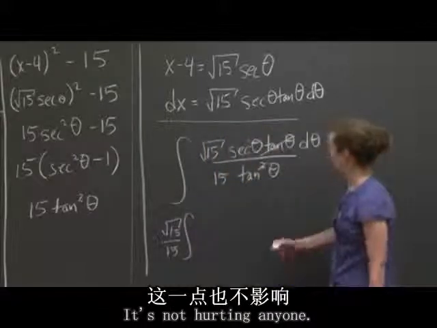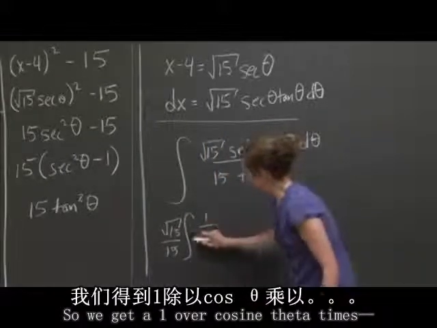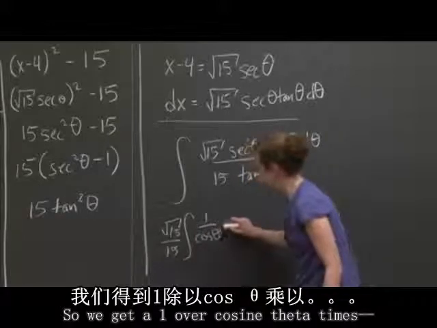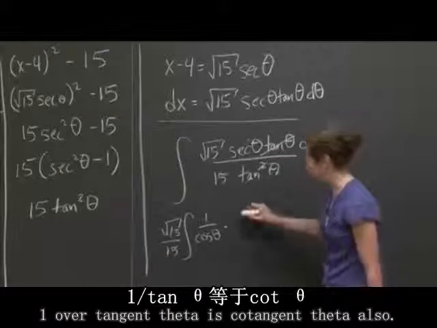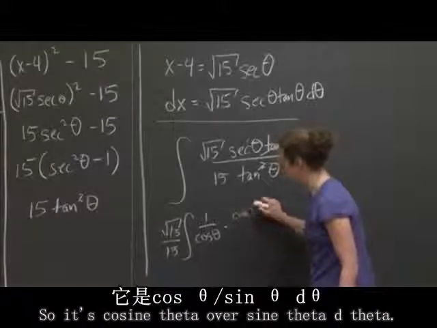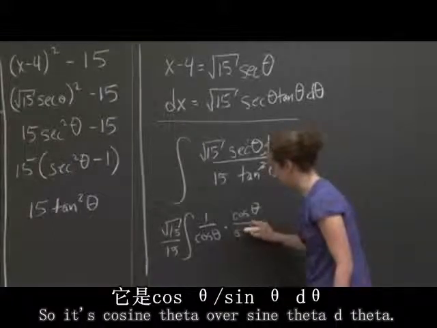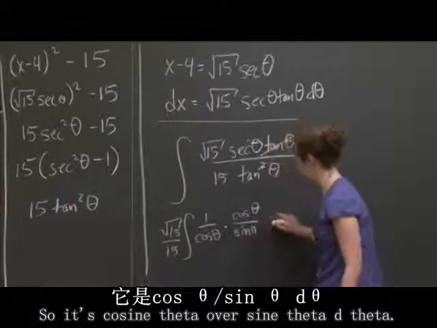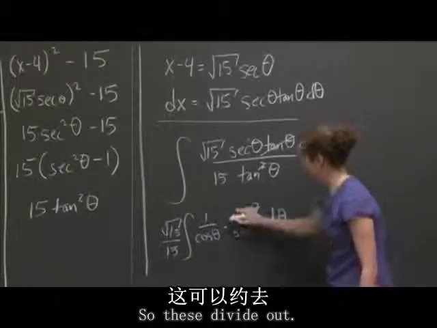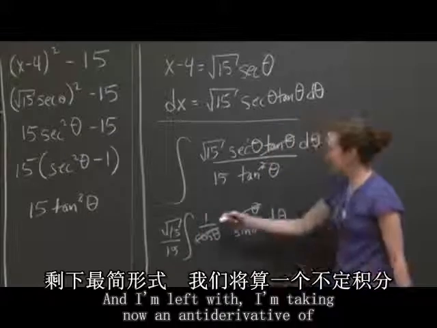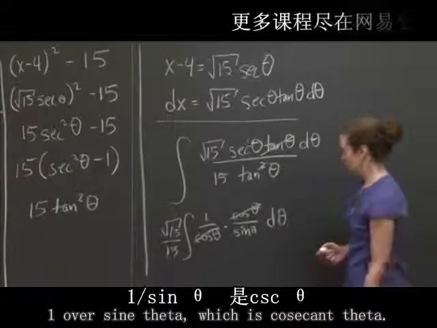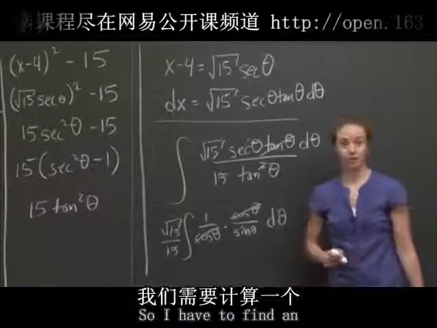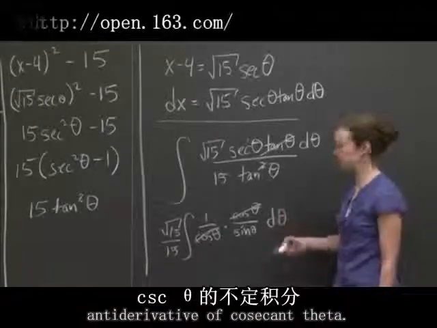It's not hurting anyone. So we get a 1 over cosine theta times, well, tangent theta, 1 over tangent theta is cotangent theta also. This is another way to think about it. So it's cosine theta over sine theta d theta. So these divide out. And I'm left with, I'm taking now an antiderivative of 1 over sine theta, which is cosecant theta. So I have to find an antiderivative of cosecant theta.